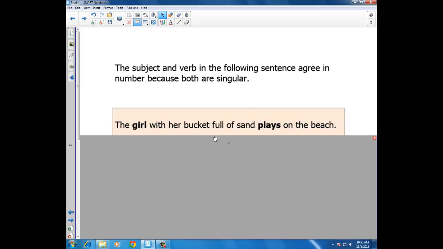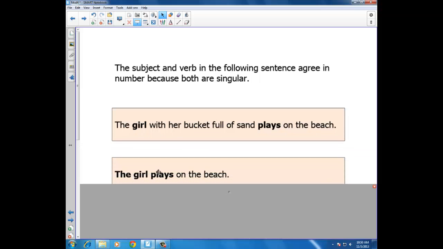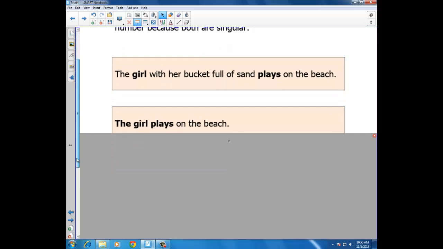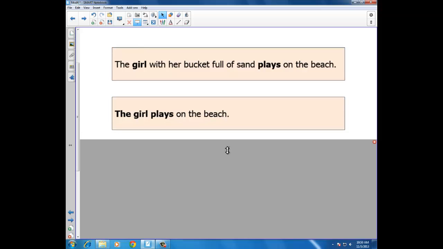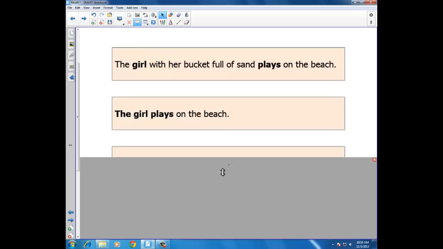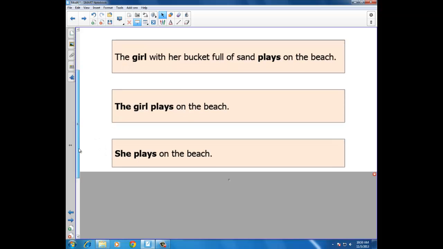The girl with her bucket full of sand plays on the beach. The subject girl is singular, so the present tense verb plays ends in s. If you know that the subject is singular and the third person, not I or you, read the sentence substituting he, she, or it, and you will get the correct verb. The girl plays on the beach. She plays on the beach.